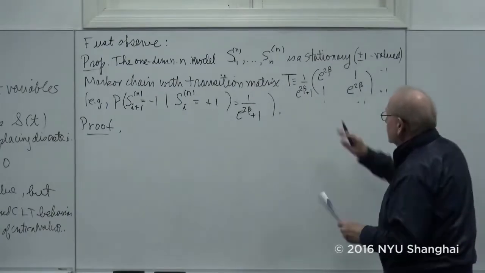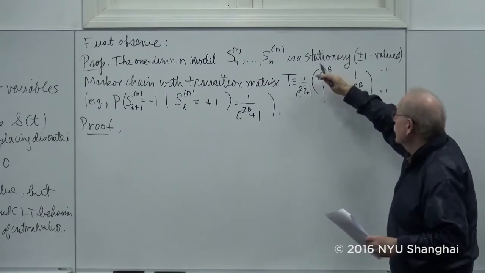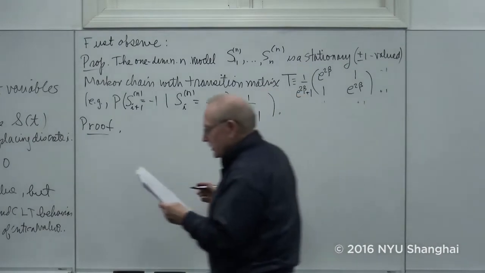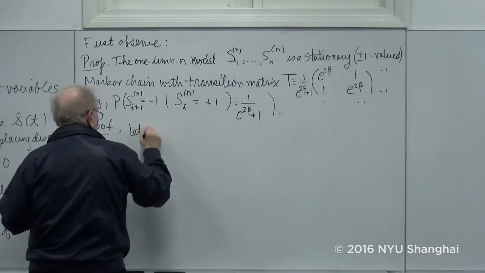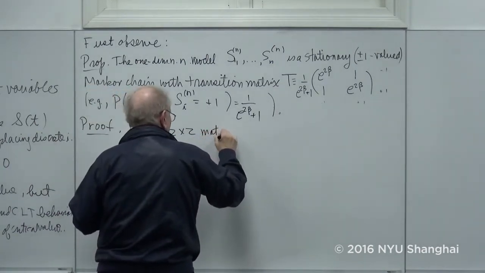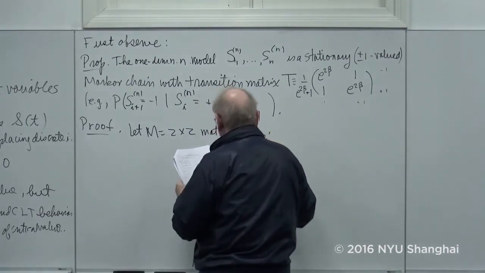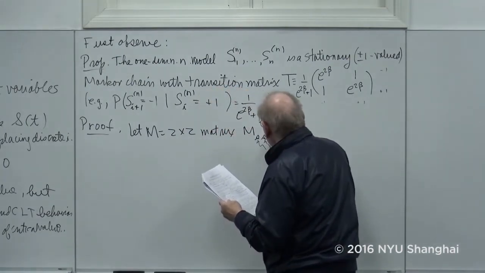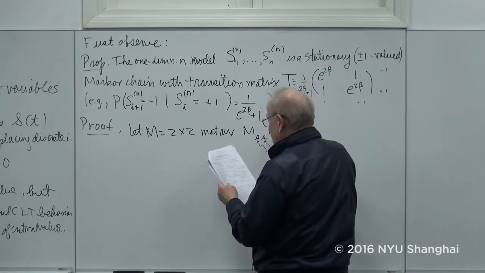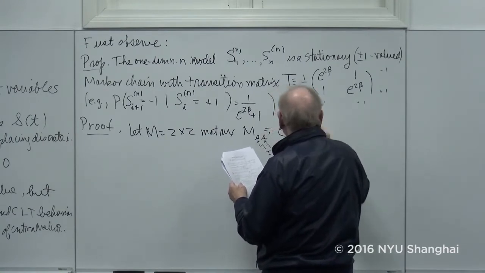So let me take a slightly different matrix, which isn't normalized. This is supposed to be a transition matrix, so it has to be normalized so that the row sums add up to 1. Let's take a different matrix. That's S prime, where both of these take the values +1 or -1. Each of those takes one of those values. And I'm going to take this to be simply e to the beta S S prime.